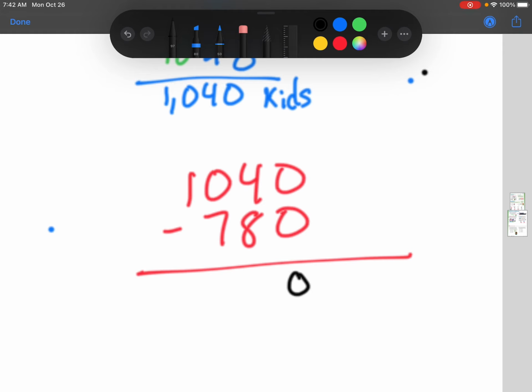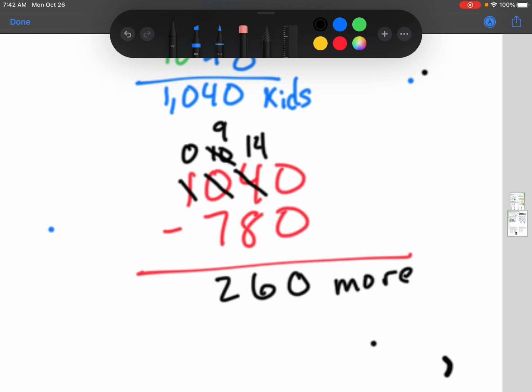0 minus 0 is 0, but here I can't do 4 minus 8, so I need to go and regroup. Can't borrow anything from 0, so I need to regroup from my thousands. So that will become a 0, and this 0 will become a 10. And now I can borrow, I can regroup. That 10 will become a 9, and this 4 will become a 14. 14 minus 8 is 6, 9 minus 7 is 2. So what's our answer? Is 260 more people.